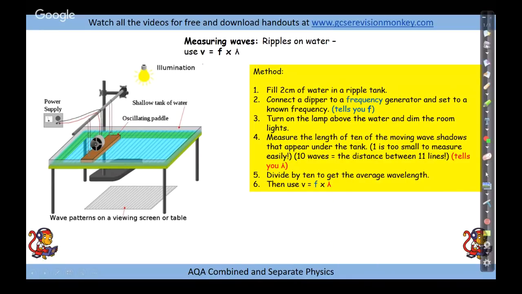Now, finally, if you know your wavelength, you know your frequency, you can use your wave speed equals frequency times wavelength.